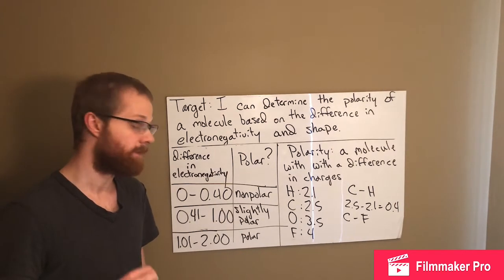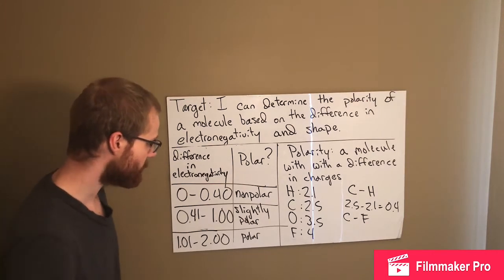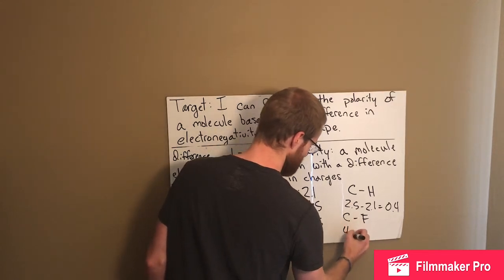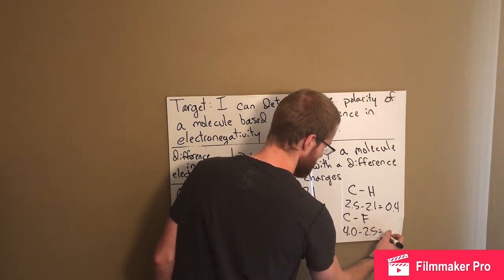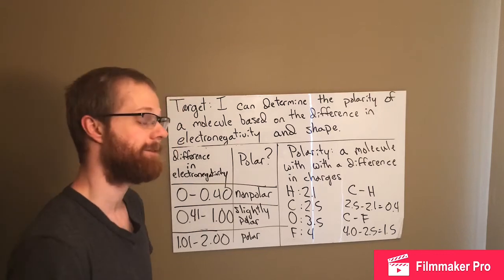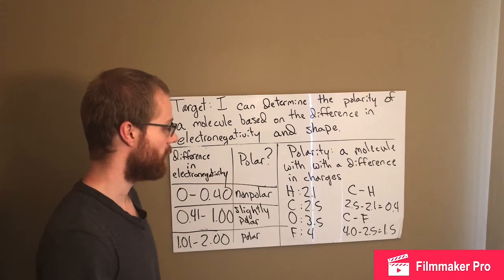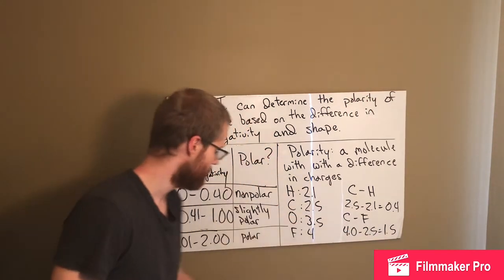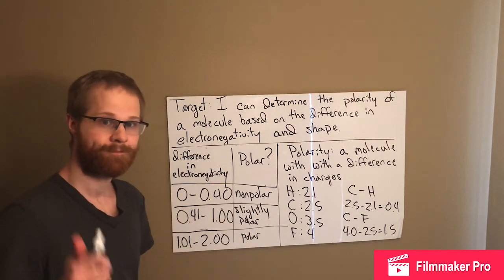All right. So now that you've finished trying to figure out if this is polar or non-polar, let's see. We know that fluorine's got an electronegativity of 4.0, carbon's got an electronegativity of 2.5. So if we subtract those two values, we get a difference in electronegativity of 1.5. Meaning that typically carbon and fluorine bonds are going to form polar molecules because 1.5 is in between 1.01 and 2. So it's polar. There you go.